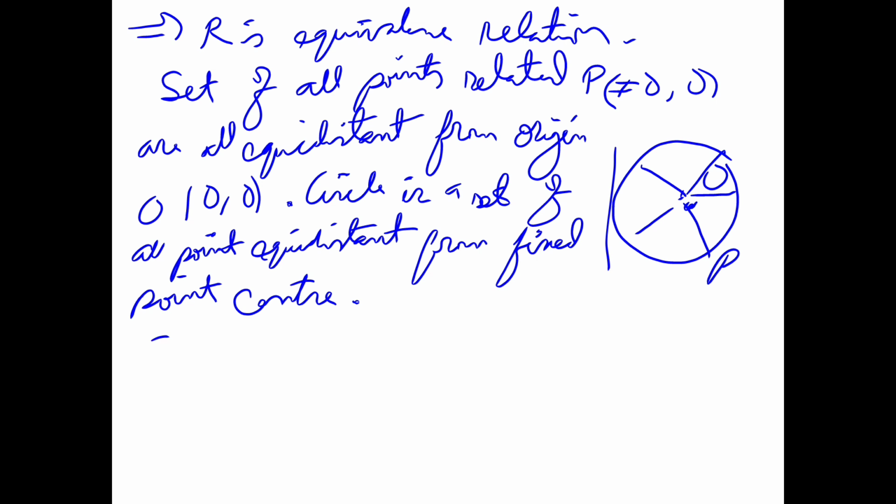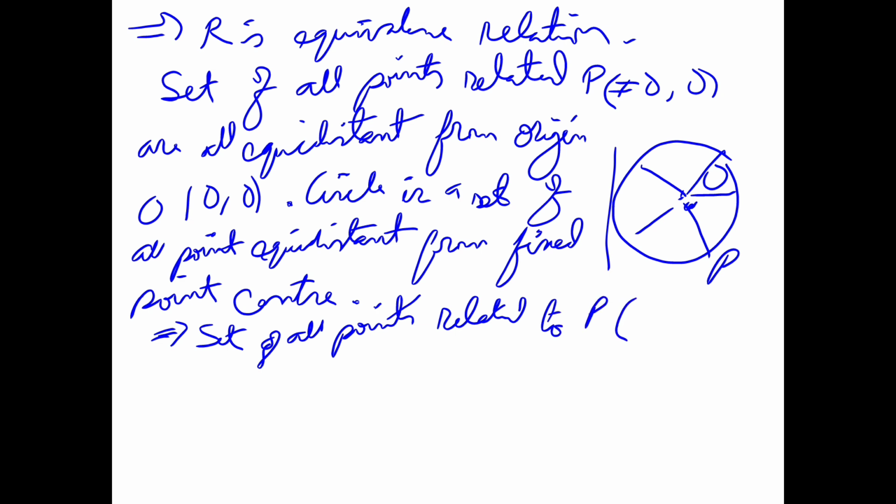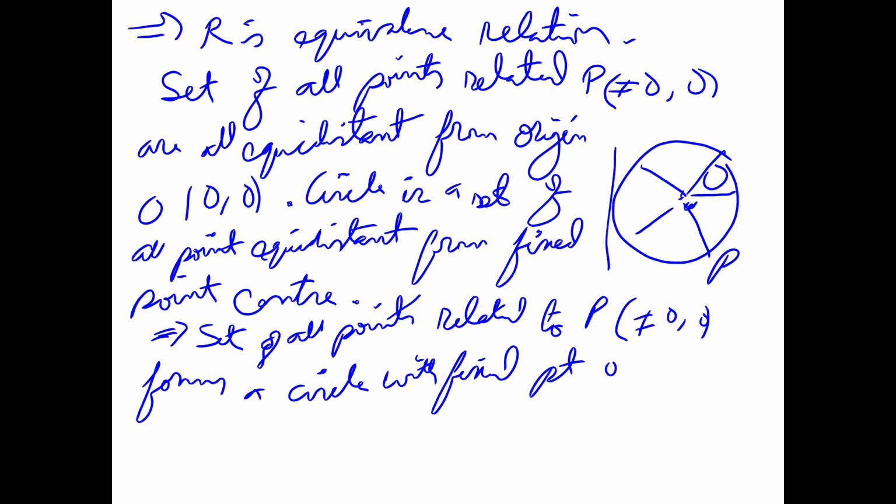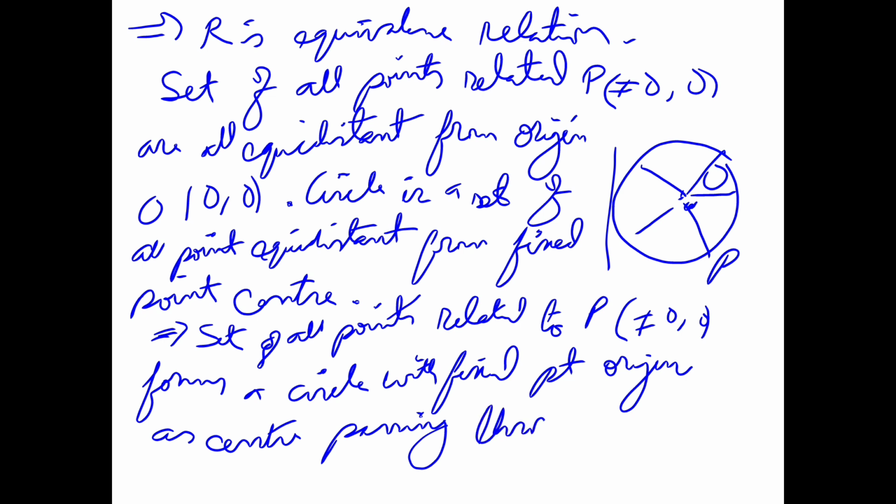So this implies the set of all points related to P forms a circle with fixed point origin as center, passing through point P.